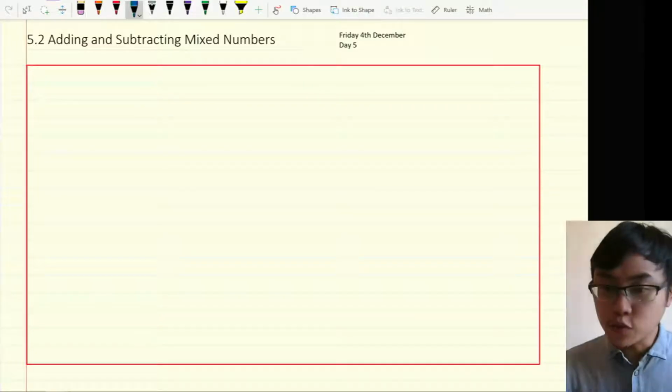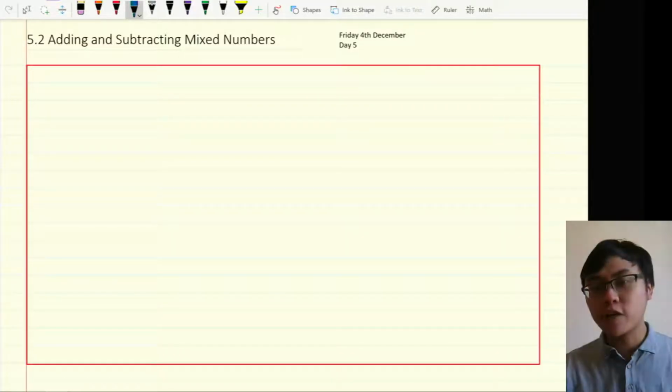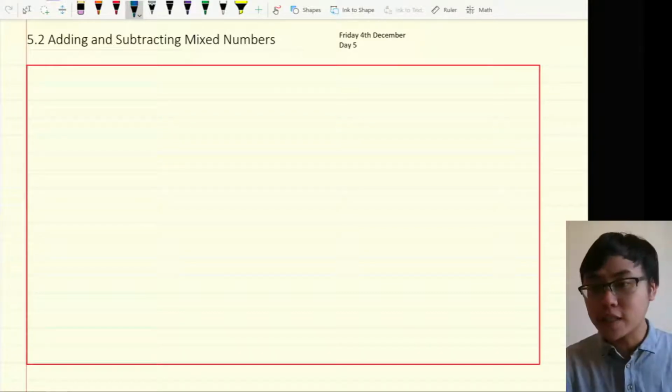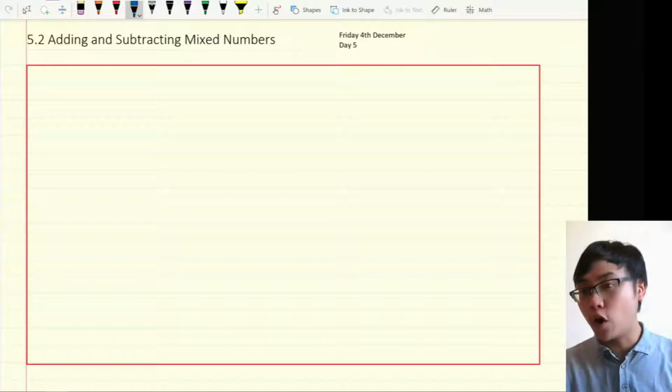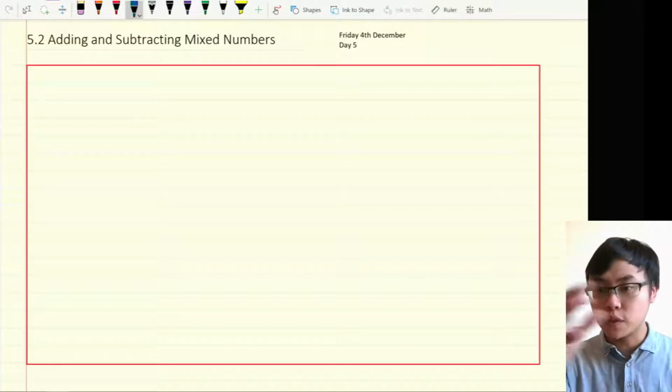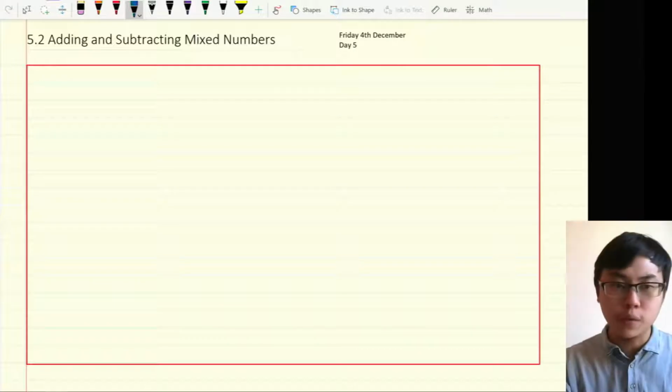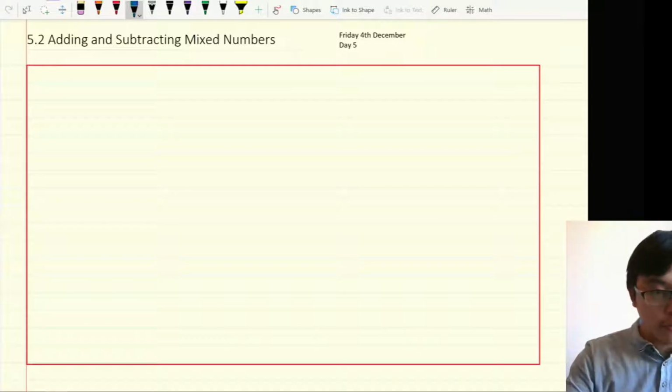Hello, so this lesson will be working on adding and subtracting mixed numbers. Instead of fractions, last lesson we did fractions, we're going to add a whole part to it, a mixed number. So it's a whole number plus a fraction, and then we're going to add and subtract these numbers together. So let's go ahead and get started straight away with an example.